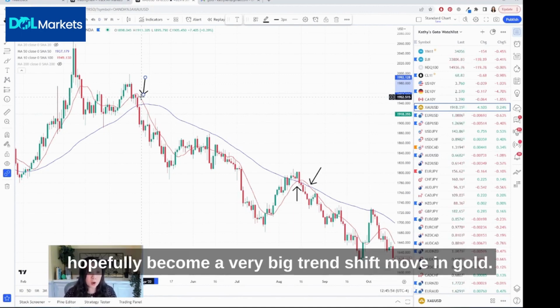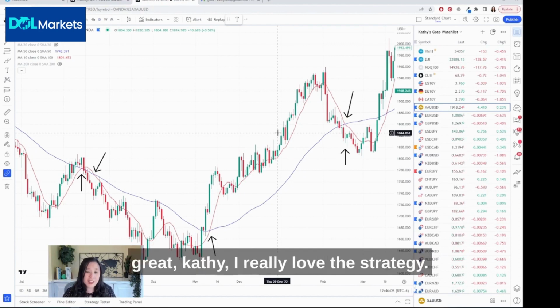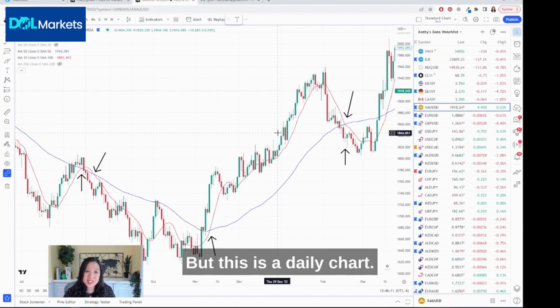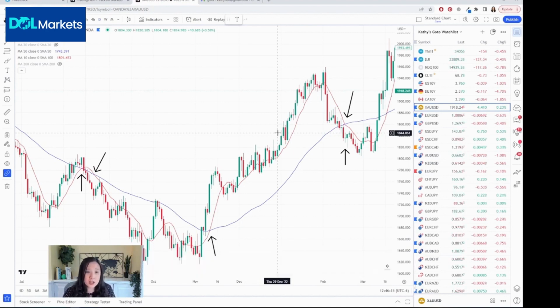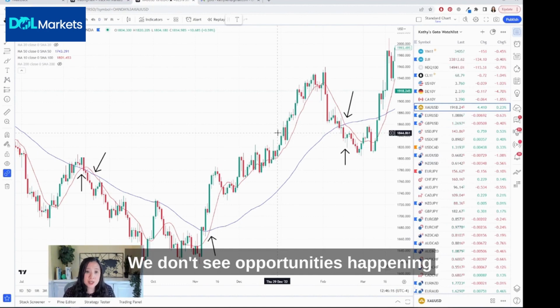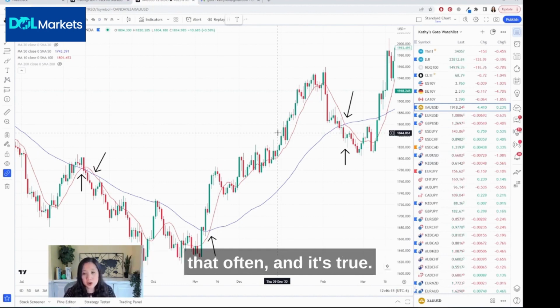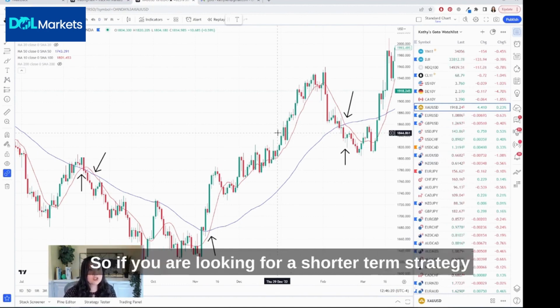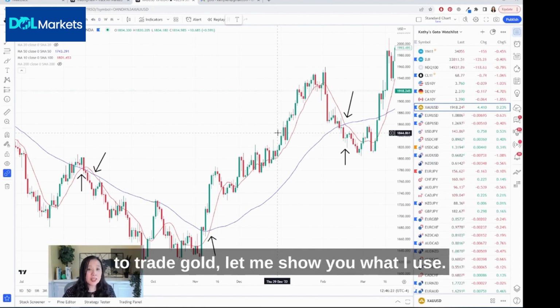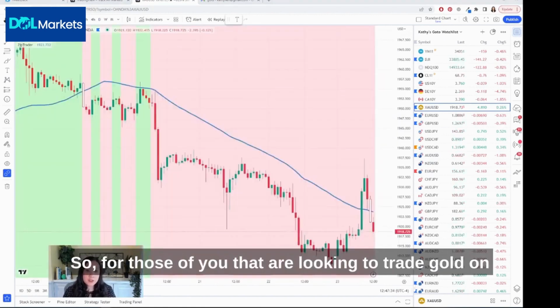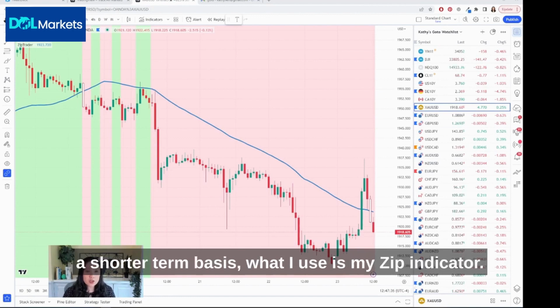Now, some of you may say, that's great, Kathy. I really love the strategy. I really love the odds of 5 out of 6 winning trades in gold, but this is a daily chart. I really don't see opportunities happening that often. And it's true. So if you are looking for a shorter term strategy to trade gold, let me show you what I use. So for those of you that are looking to trade gold on a shorter term basis, what I use is my ZIP indicator.